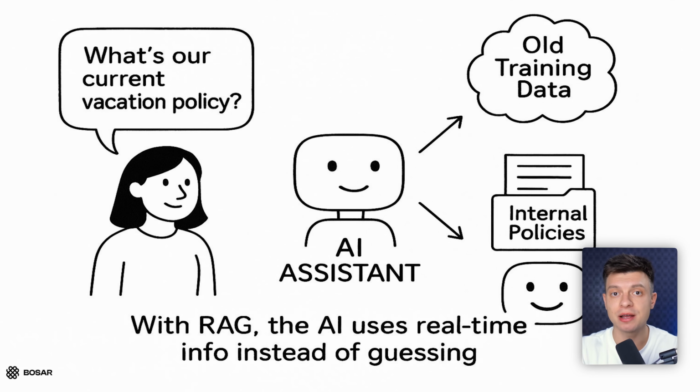Instead, with RAG, the assistant can pull the most up-to-date version of your policies directly from your system and then use that to answer questions. Now, to make RAG work, you need a way to store and retrieve information efficiently. And that's where vector databases come in.